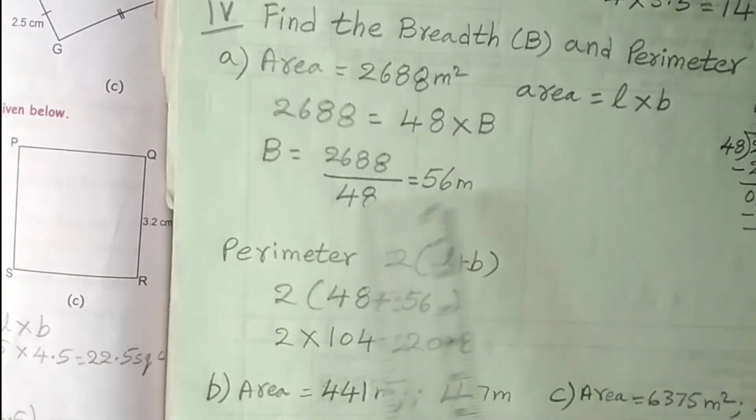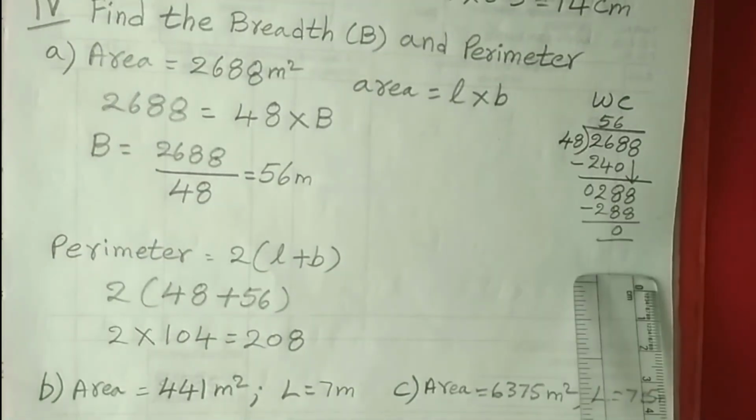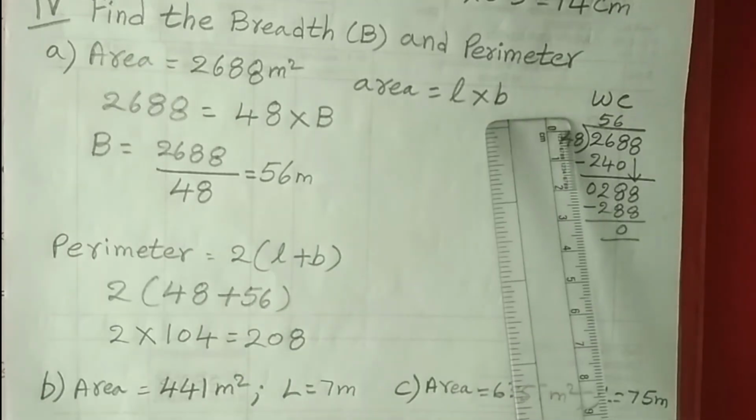2688 divided by 48. The answer is 56. See the working column also I have given you. Okay. So, 56 is the breadth.